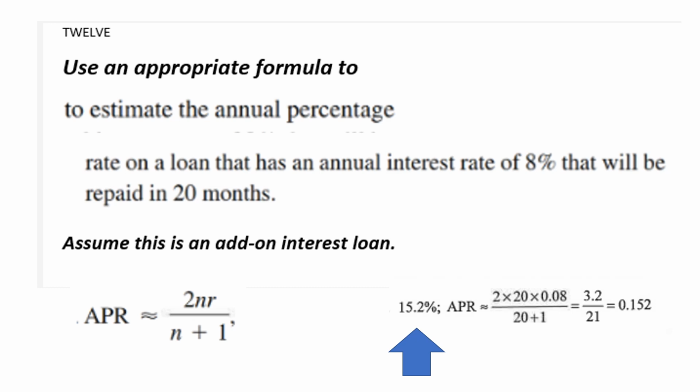Finally, number 12, we're to use an appropriate formula to estimate the annual percentage rate on a loan that has an annual interest rate of 8%, and it will be repaid in 20 months. And again, I told you to assume this is an add-on interest. Well, our formula that we have is APR is approximately equal to 2NR over N plus 1. Now, N is 20 months, so we plug in 20 for that. R is 8%, and 2 is 2. You do the arithmetic, and you get 15.2%.